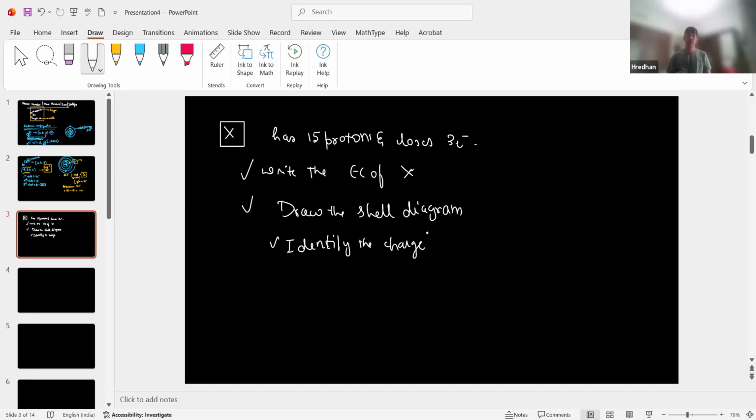Okay, so X has 15 protons. There are a maximum of 3 shells, right? So electrons. 2 electrons. These ones are 2. Eight.